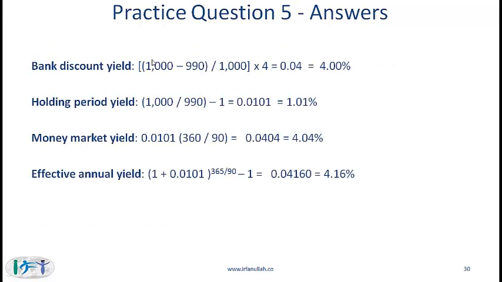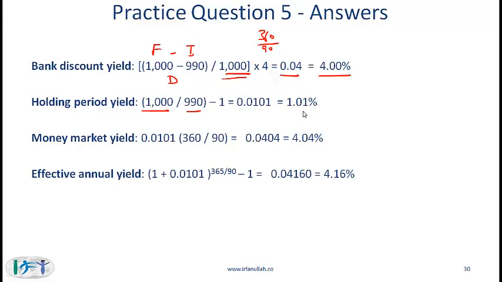The bank discount yield is the face value minus the investment amount. So this is the discount number divided by the face value multiplied by 4. 4 because we have a 90-day instrument. So 360 over 90 is 4. We get 0.04, which means the bank discount yield is 4%. The holding period yield is simply the final value divided by the investment minus 1. So that is 0.0101 or 1.01%.